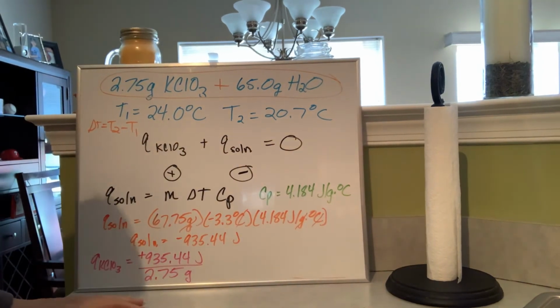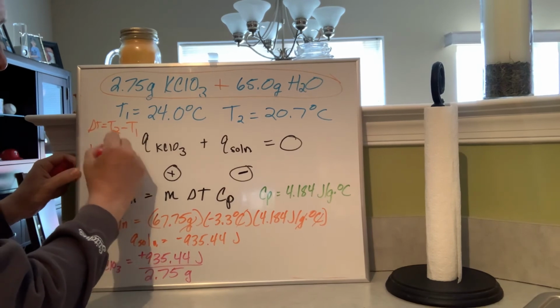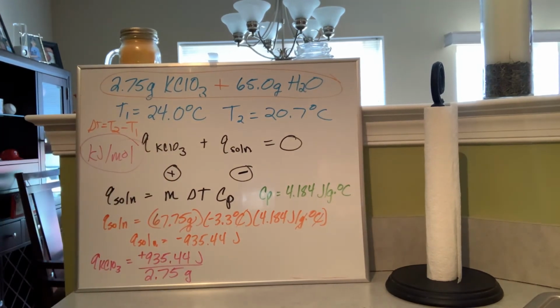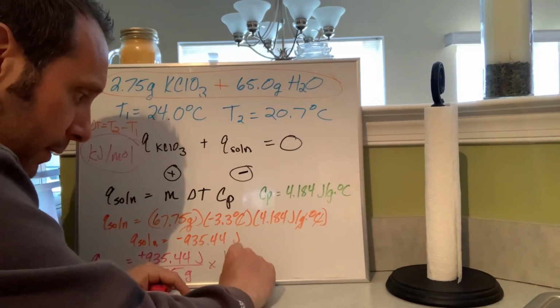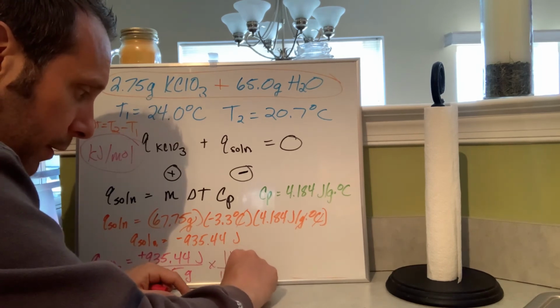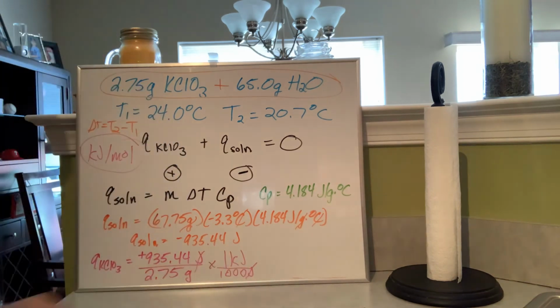Okay, so it says, what is the enthalpy value in kilojoules per mole? So this is the unit I need. Well, joules to kilojoules is easy. So let's go, we got 1 kilojoule is 1,000 joules, and that will get rid of my J. Okay, so as of right now, I am in kilojoules per gram.